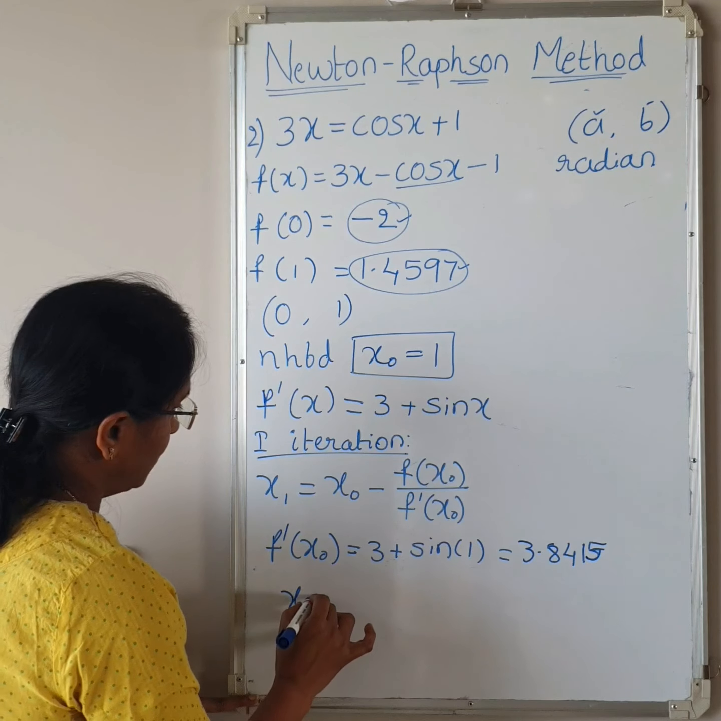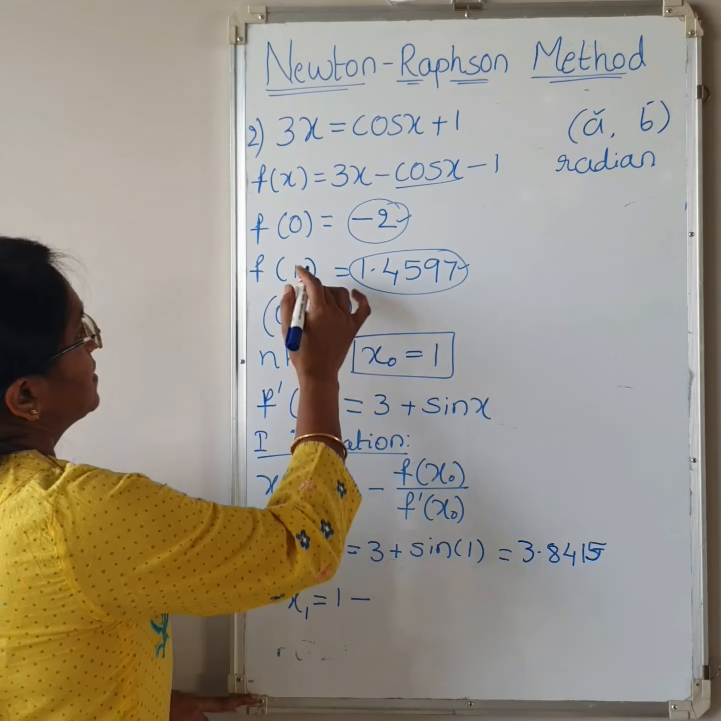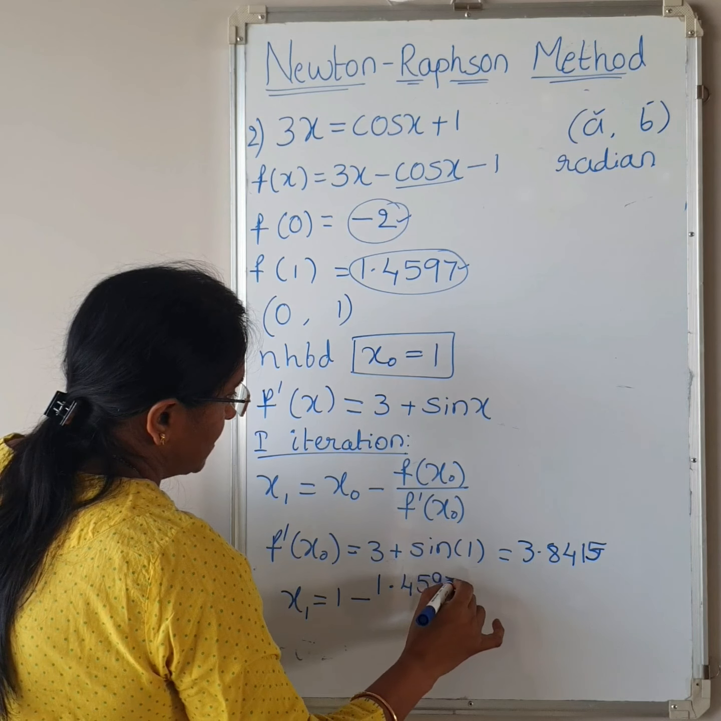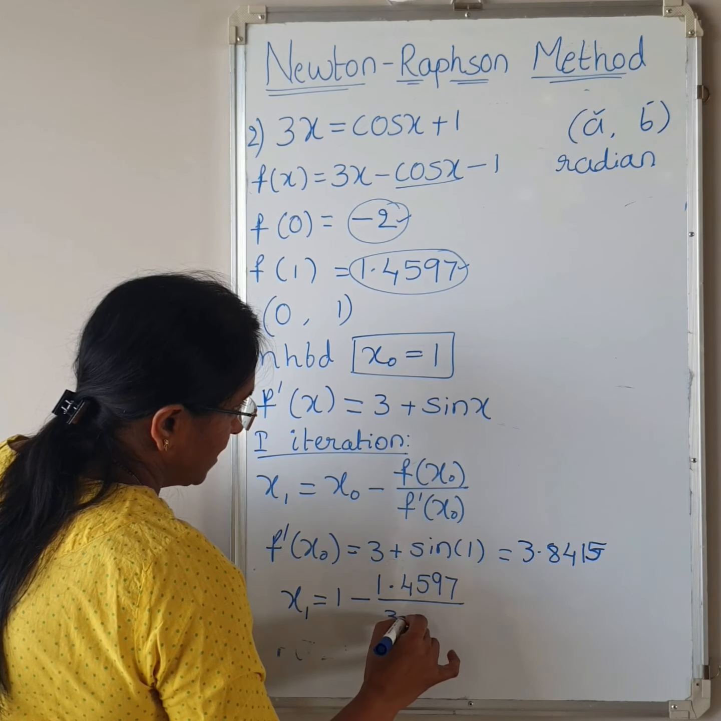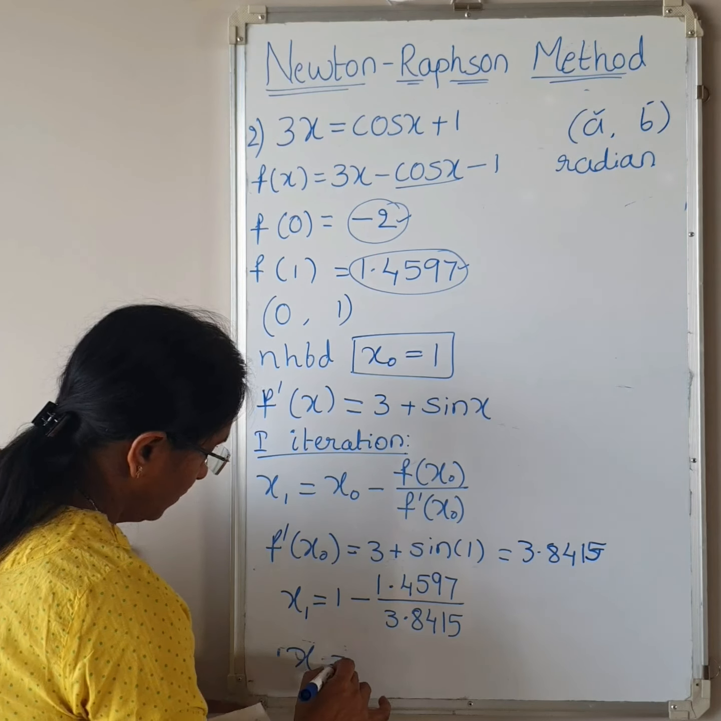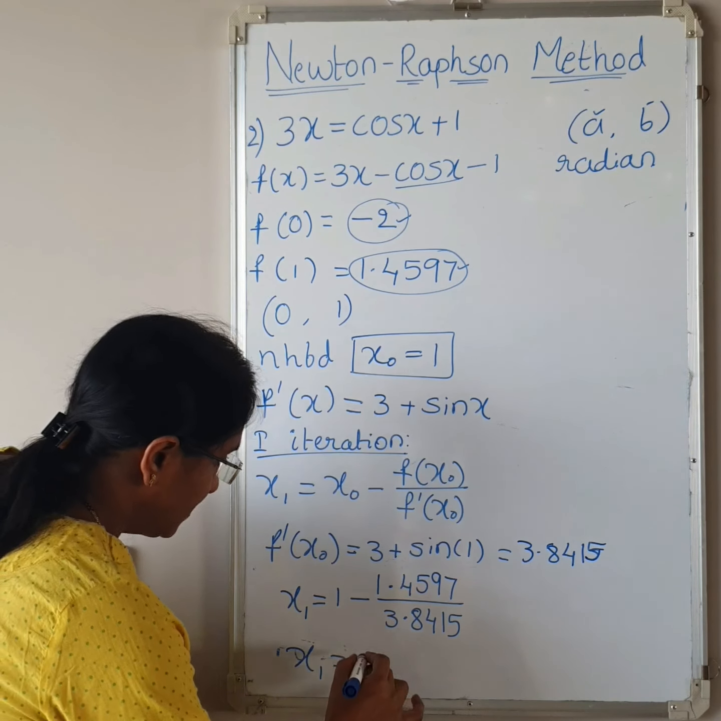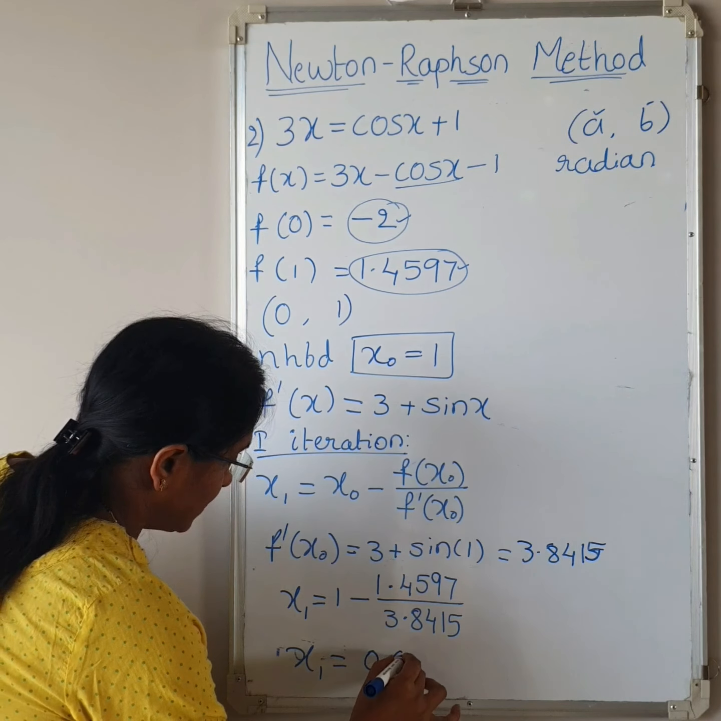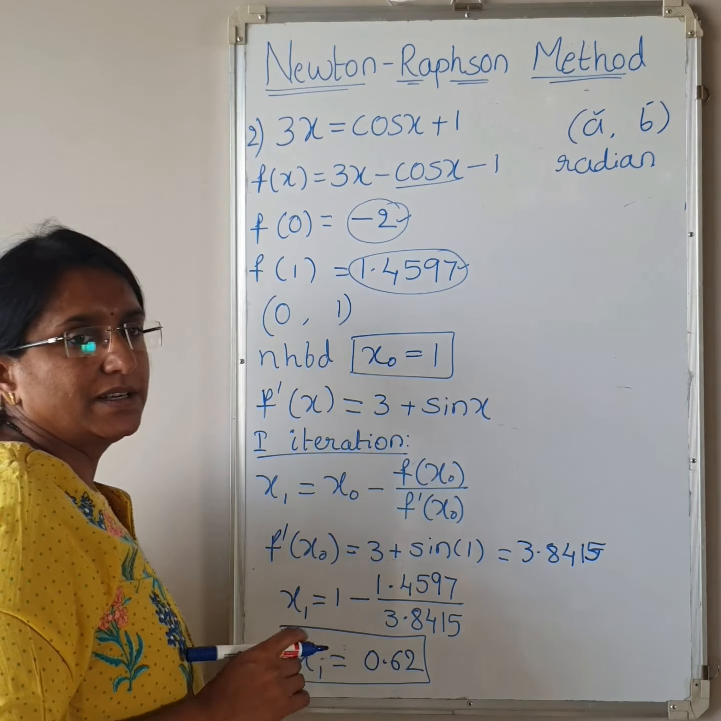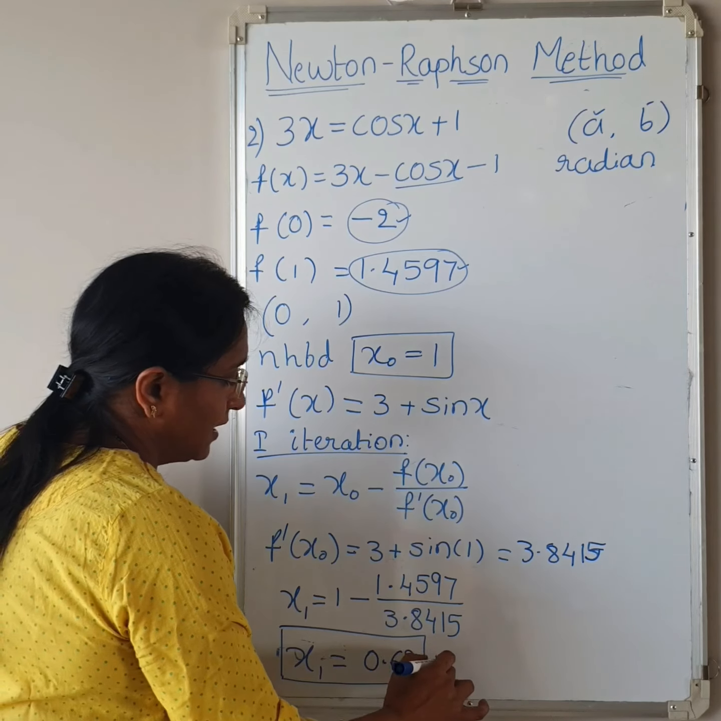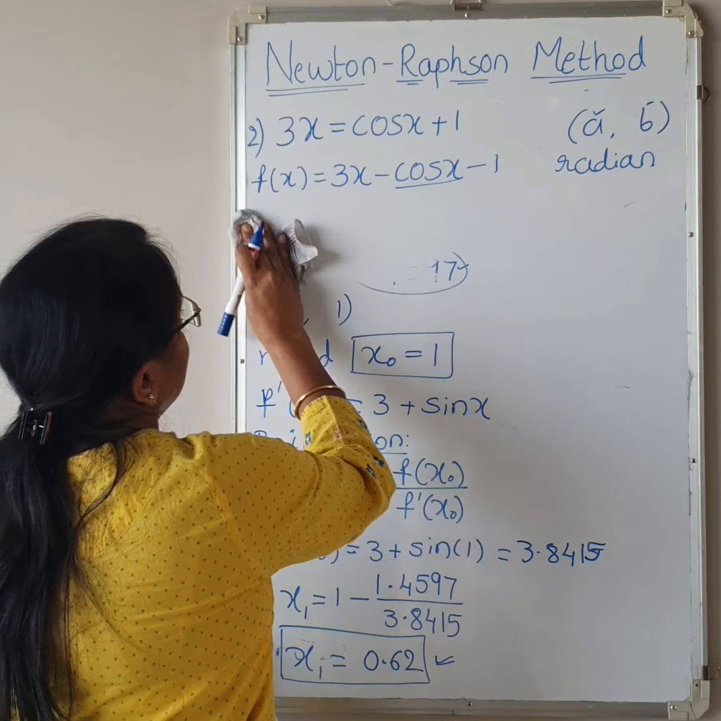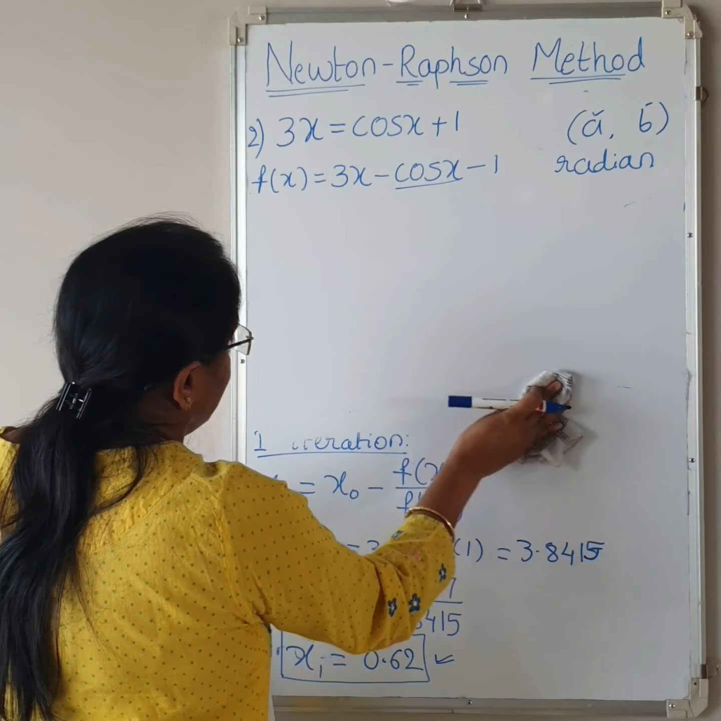So x1 is equal to x naught, which is 1, minus f of x naught, 1.4597, divided by 3.8415. So x1 is equal to 0.62. Again observe here, our neighborhood point is 1 and 0.62 is near to 1, so it is correct. So the first iteration is over now. Now we will consider the second iteration.